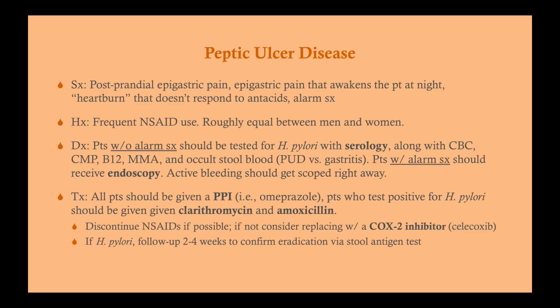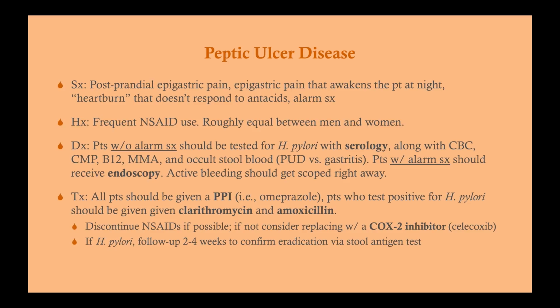Diagnosis. As we said, for patients without alarm symptoms, the first thing you should do is get an H. pylori serology. You're going to do a number of other things for these patients just to make sure that there's nothing else going on. So you're going to get a CBC checking for anemia. You're going to get a CMP, because it's possible that it could be right upper quadrant pain when in fact it's presenting as epigastric pain. So you want to check those liver enzymes just to make sure there's nothing else going on there. You want to get a B12 for reasons we're going to go into, and MMA along the same lines. Remember, that's your methylmalonic acid. And then an occult stool blood.